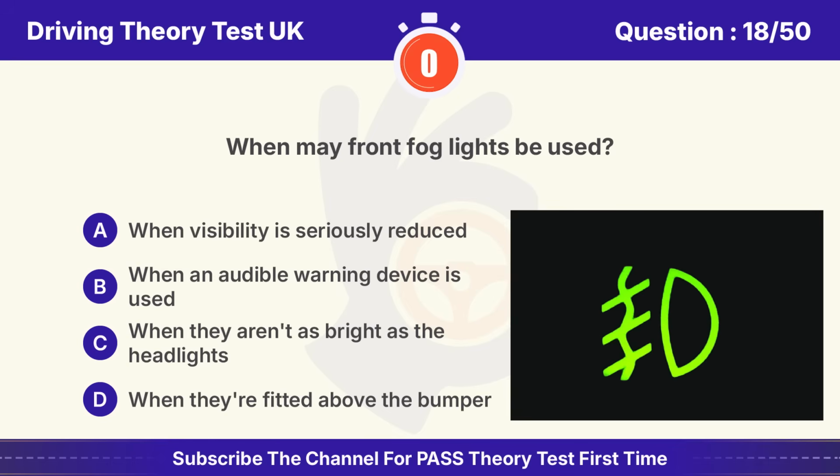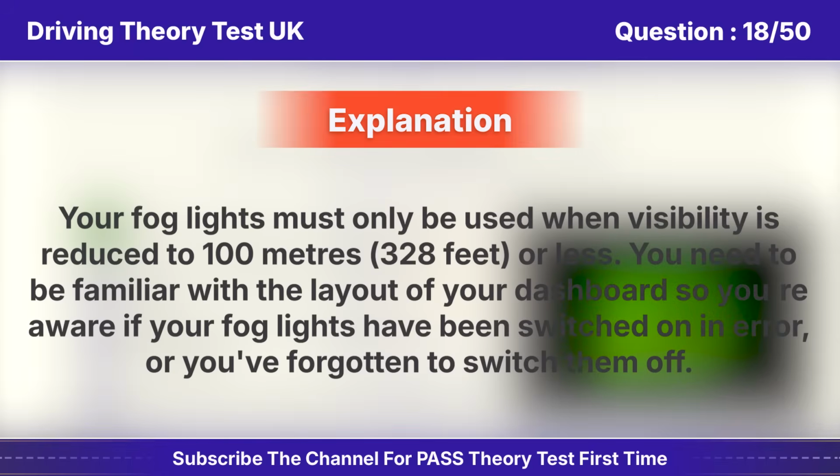Answer is A. When visibility is seriously reduced. Your fog lights must only be used when visibility is reduced to 100 meters, 328 feet, or less. You need to be familiar with the layout of your dashboard so you're aware if your fog lights have been switched on in error, or you've forgotten to switch them off.